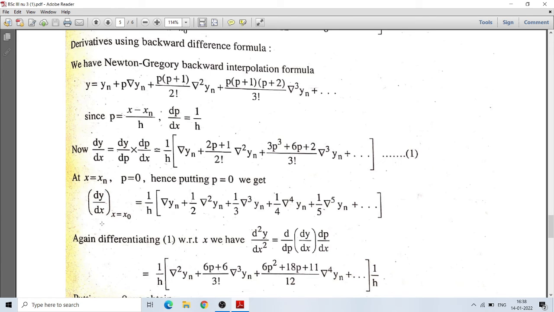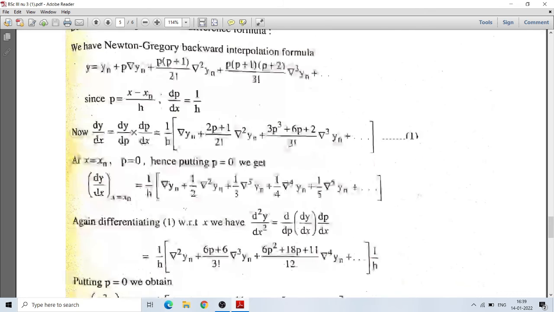That means dy/dx at x = x0 is (1/h)[∇yn + (1/2)∇²y1 + ... ]. Here p is 0, so these terms vanish. 1/2 factorial is 1/2 ∇²y1, then 1/3 ∇³y1, plus 1/4 ∇⁴yn, and so on. These are the values you will use to get the next values.